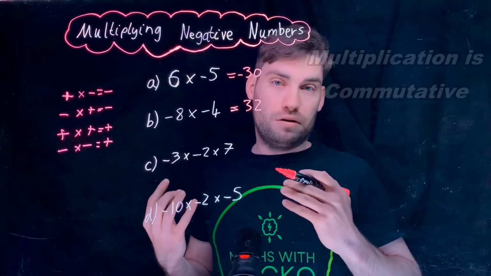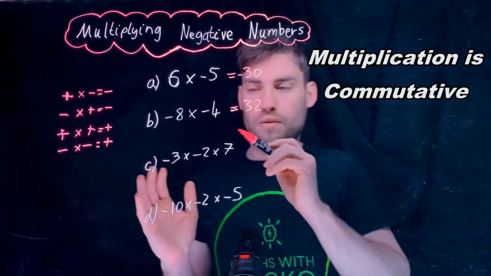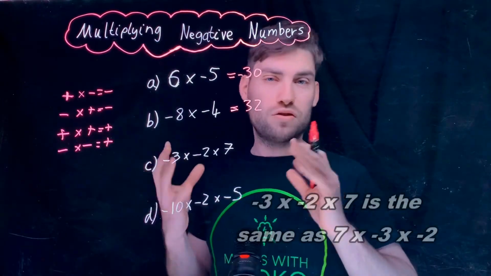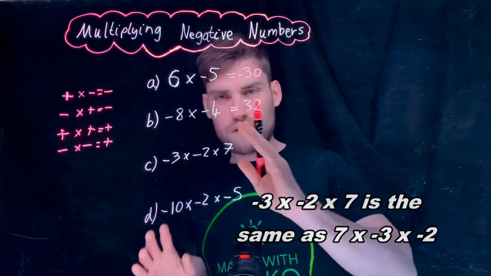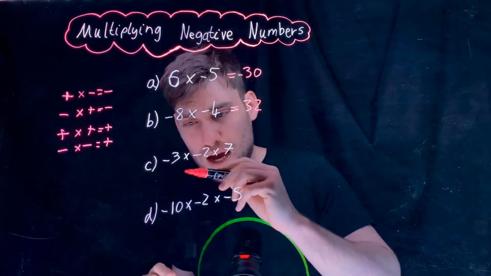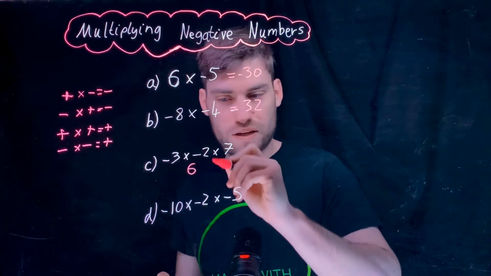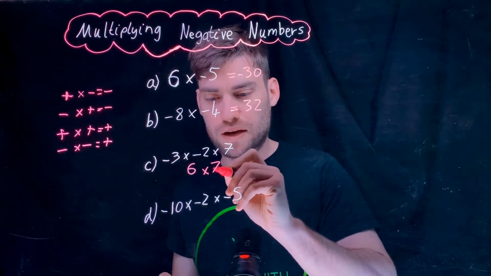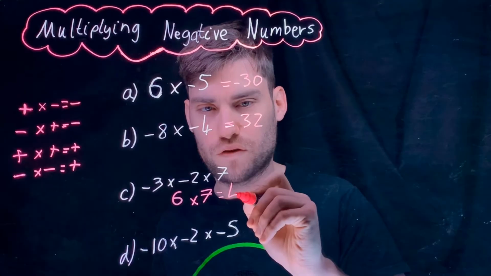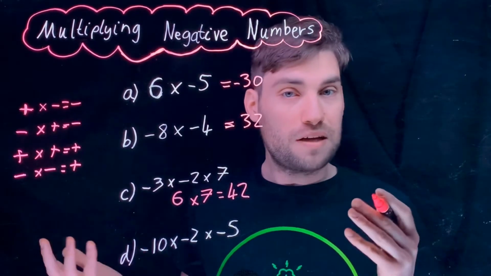Multiplication can be done in any order. So it doesn't matter if you do minus 3 multiplied by 7, then minus 2. It doesn't matter, you'll still get the same answer. If you ignore 7 for a second, so minus 3 multiplied by minus 2 will just be 6, a positive 6, because it's 2 negatives. Multiply that by 7, and that would be 42. And that's it for that one.